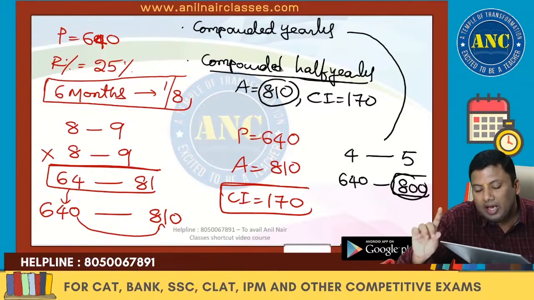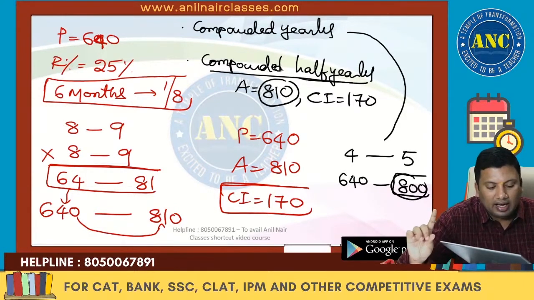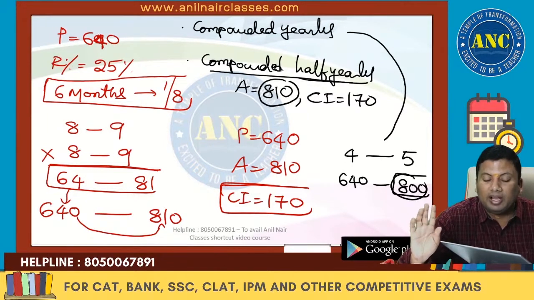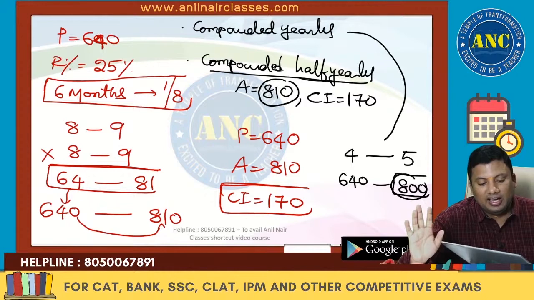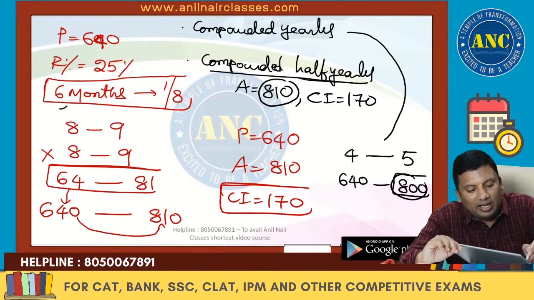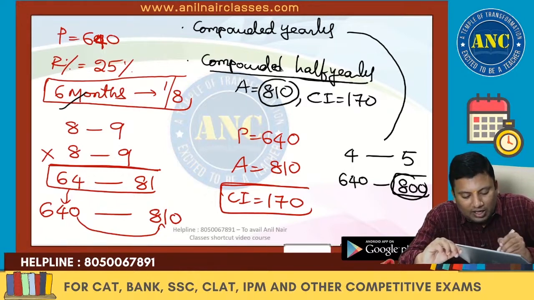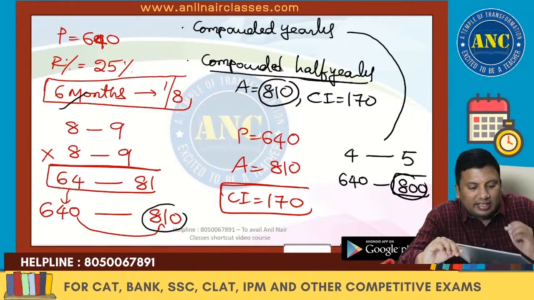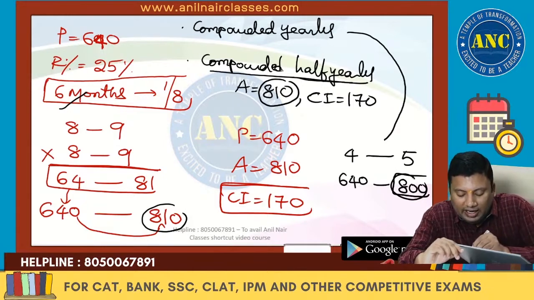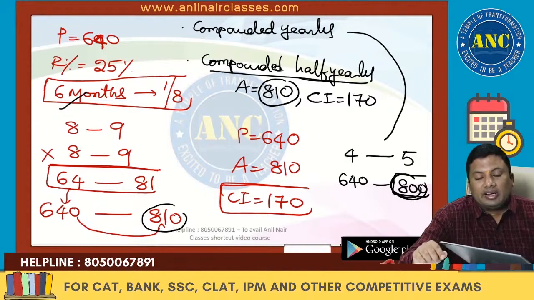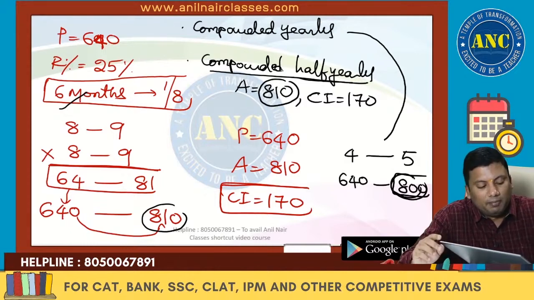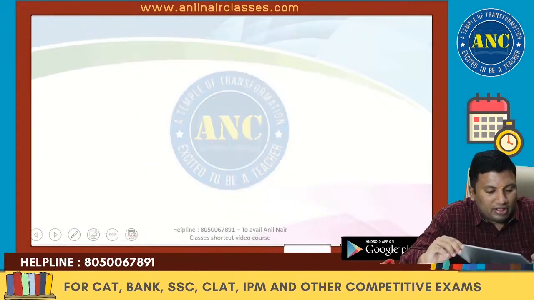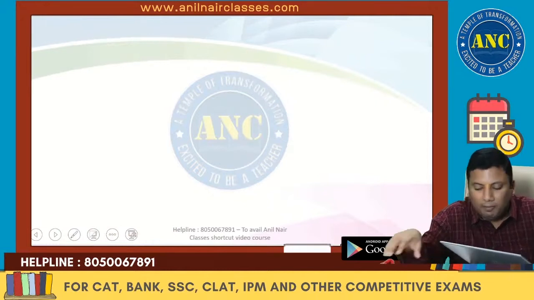I hope the idea is clear. Kindly reply in the live chat. I hope the idea is extremely clear to you, sir. So if it is compounded half yearly, the final amount is 810. If I do it only yearly, the final amount will be 800. So I am getting something extra because I am doing compounding twice.